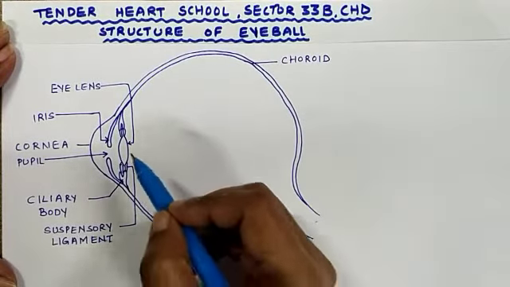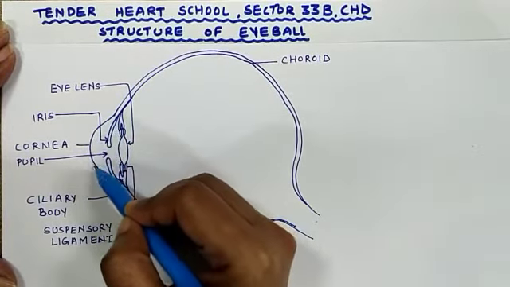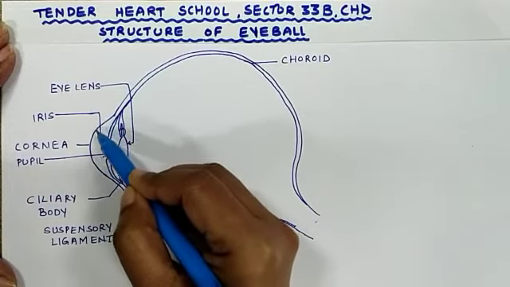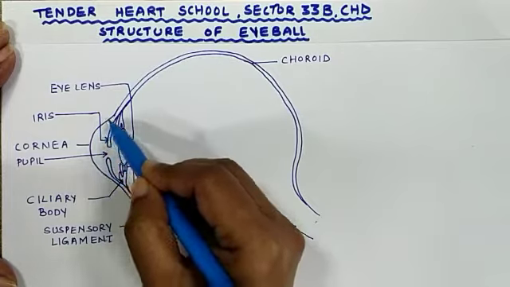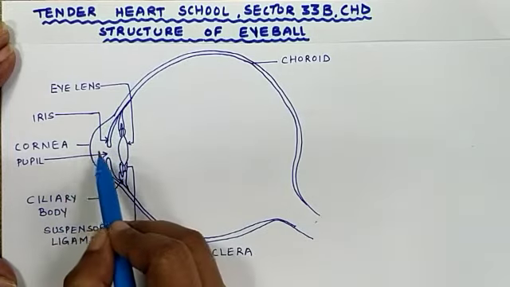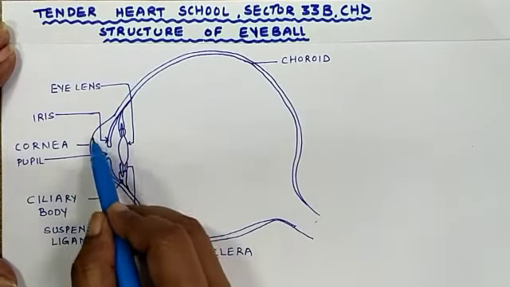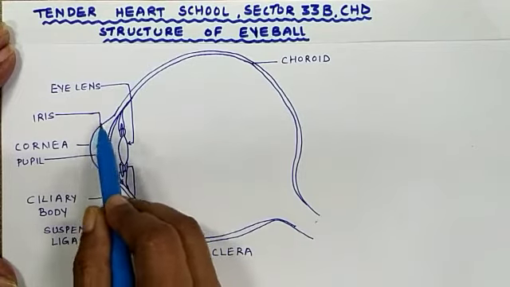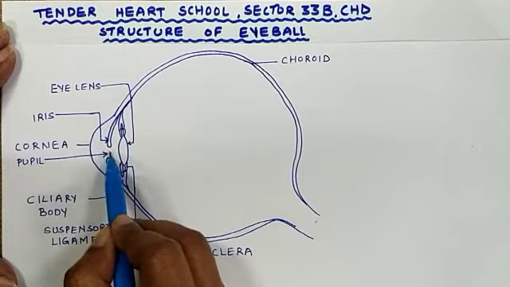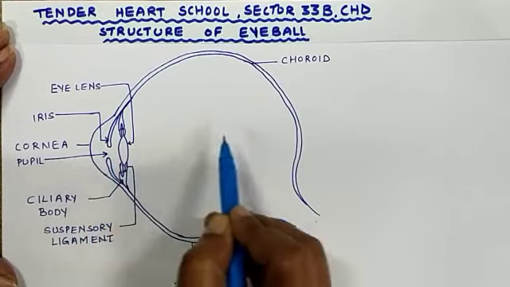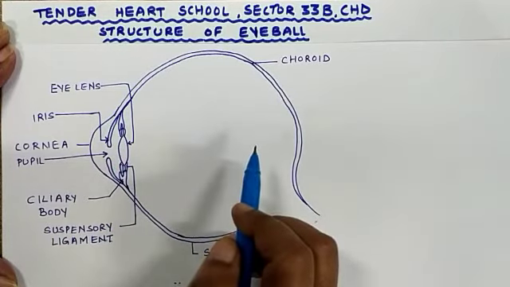Now children, you can see there is the cornea. The cornea is basically the sclera, the sclerotic layer in the front, which has turned transparent so that the light can enter into the eye. So this is the transparent cornea, which is part of the sclera. Then we have this pupil, the hole through which the light can enter, and then the light passes through the lens and enters into the eye.